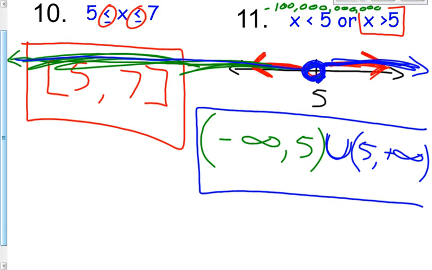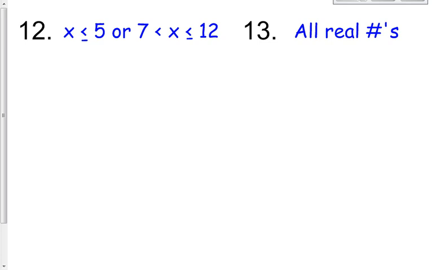All right, number 12. We have x is less than or equal to 5, or 7 is less than x, which is less than or equal to 12. Whew! Let's put this on a number line so we can see what's happening. We have our number line. Here's 5, and here is 7, and here is 12.